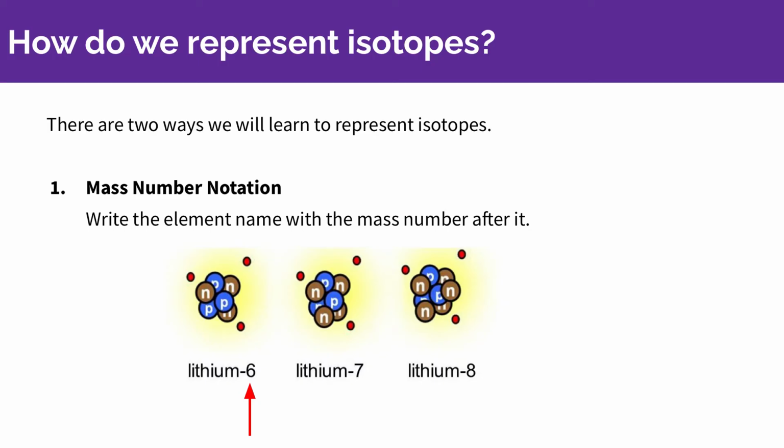So how do we represent isotopes? There are 2 main ways. The first way is the mass number notation. Write the element name with the mass number after it. So lithium-6 would be when there were 3 neutrons, lithium-7 for 4 neutrons, and lithium-8 for 5 neutrons.